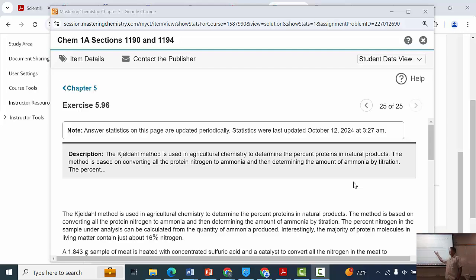But this is the same kind of thing. This is not really detecting how much protein. It's just saying, okay, if you detect this much nitrogen, then we can correlate that with how much protein there is in the original sample, because protein does contain nitrogen. Not all proteins do, but some of the proteins.